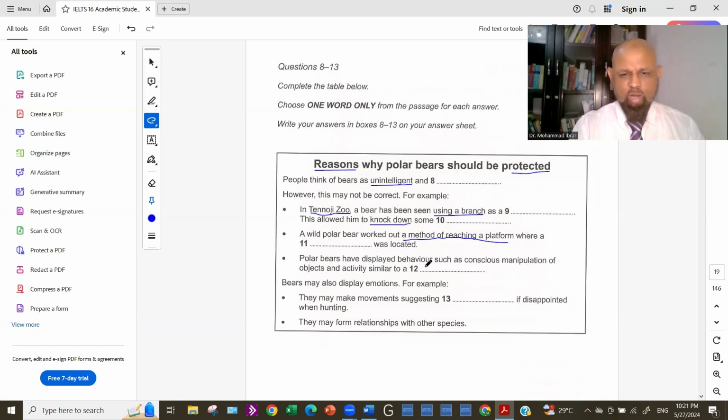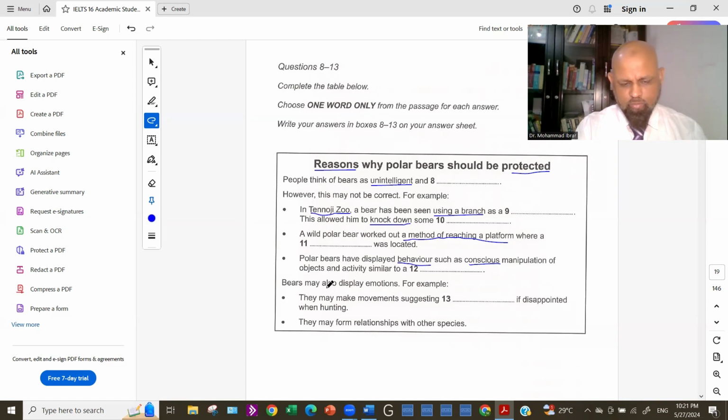Now, polar bears have displayed behavior such as conscious manipulation of objects. So number one, behavior is important here. So we need to highlight it. And then conscious. Conscious could be obvious or clear, or maybe deliberate. Objects, activities similar to it. So some activity which is like or similar to, or type of, or kind of, something like this.